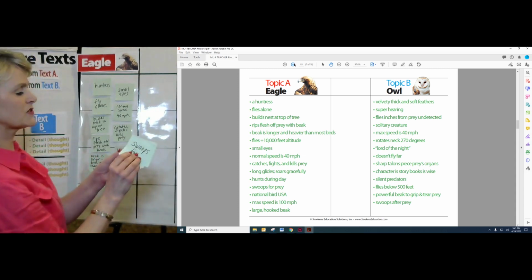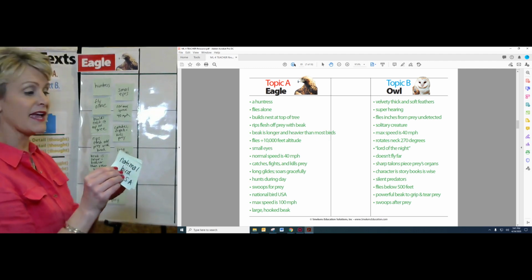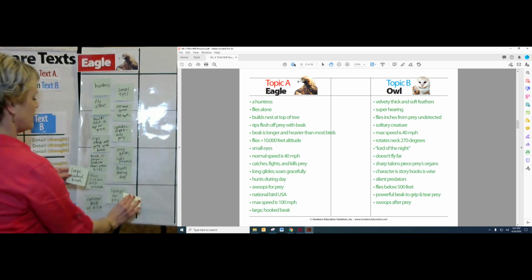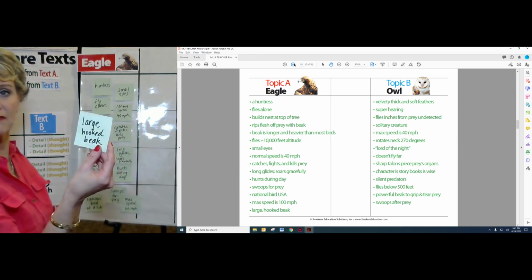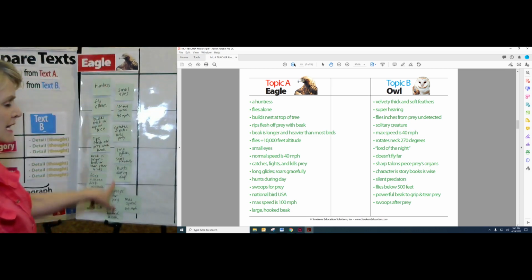Eagles, this is all eagles. Swoop for prey. National bird of the US of A, right? The bald eagle. Maximum speed is 100 miles an hour. And eagles have large hooked beaks. All right, no order. I just listed it.